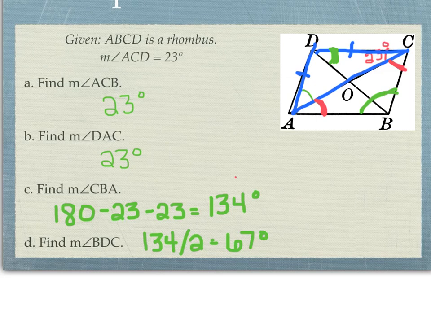The other thing you could do, similar to what we did with the rhombus a minute ago, you could look at this triangle as its own triangle, and you know it's 90 in the middle. Okay, so you could do 180 minus 90 minus 23.